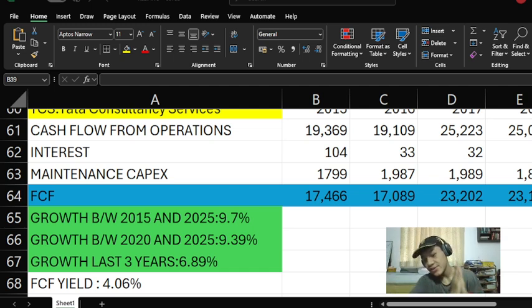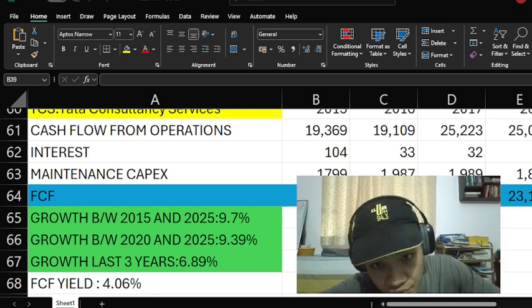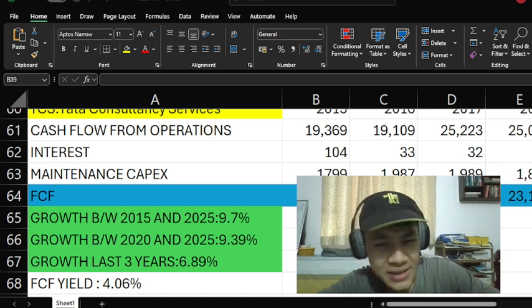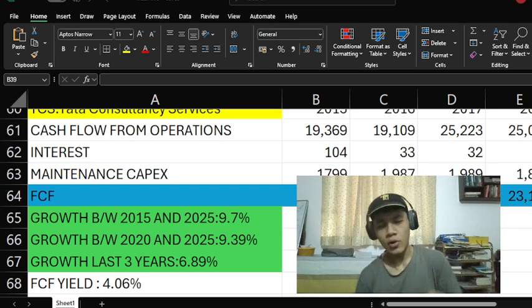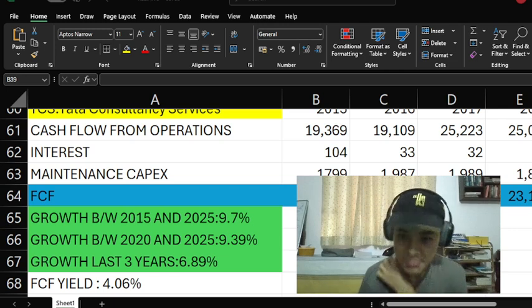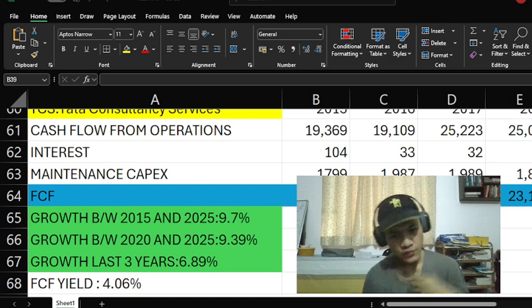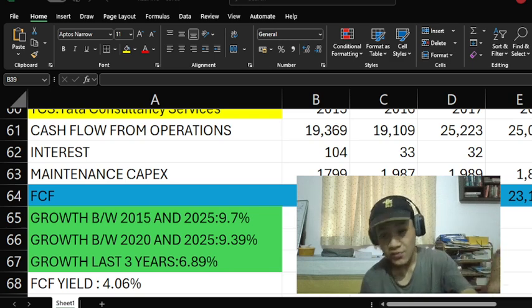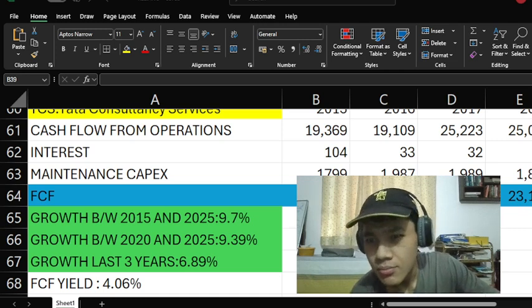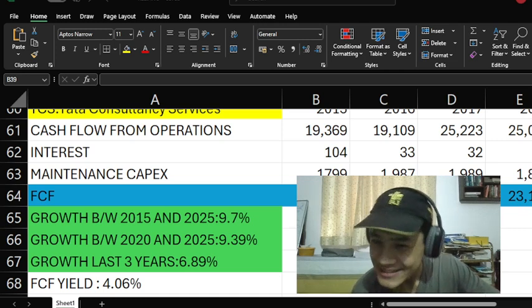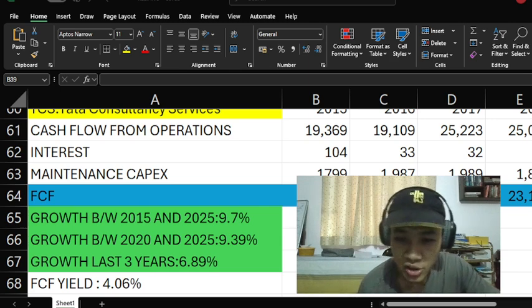Growth last 10 years annualized has been 9.7% of free cash flow. 9.7%, almost 10%. Last 5 years, 9.39. The last 3 years, only 6.89%. All right, all right. Very mature company. Solid growth for last 10 years, I guess, for the size of TCS. Okay, last 3 years, it's a bit low, but okay.